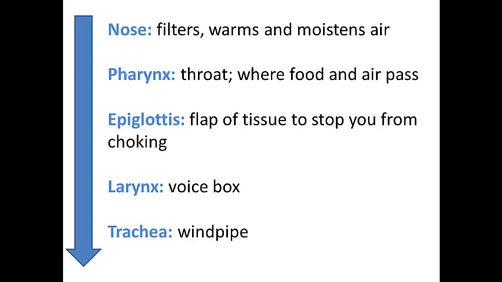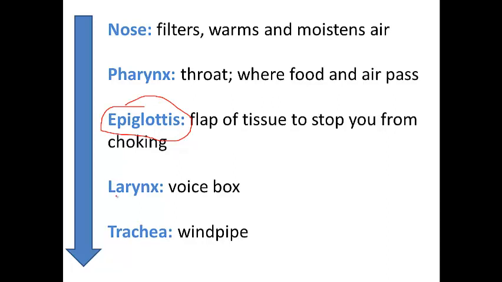The next part is your pharynx. Your pharynx is a fancy word for your throat. This is where food and air pass. Food and air need to decide which way to go. What helps them decide is the epiglottis. This is a flap of tissue that covers your windpipe when you're eating. And when you're breathing, that epiglottis is going to stay open so that air can go down to your larynx and your trachea. So this is a very important part to help you to not choke.